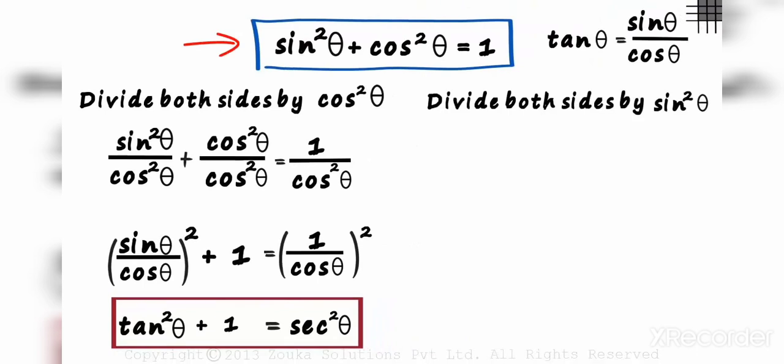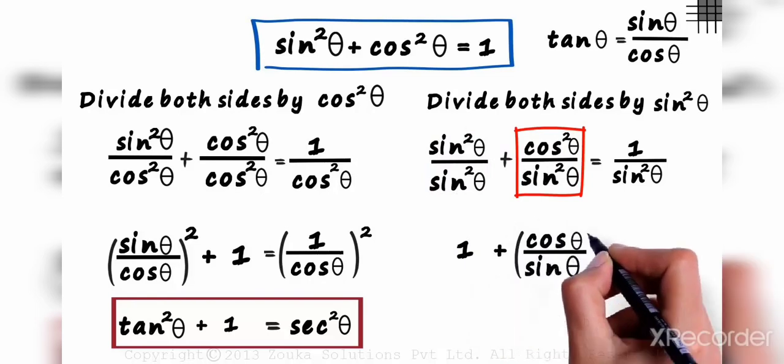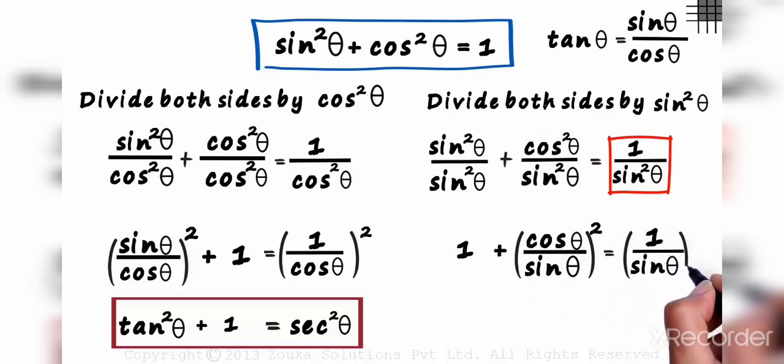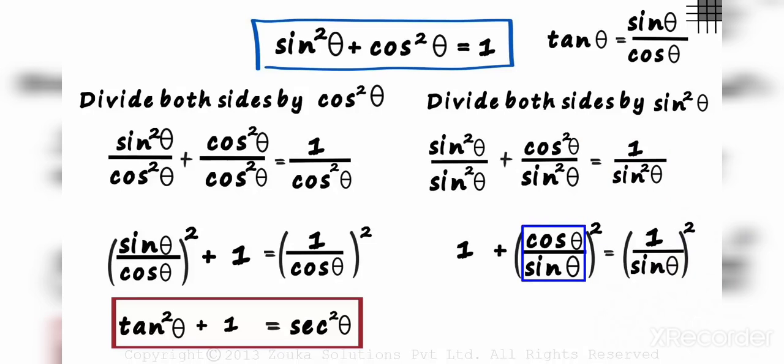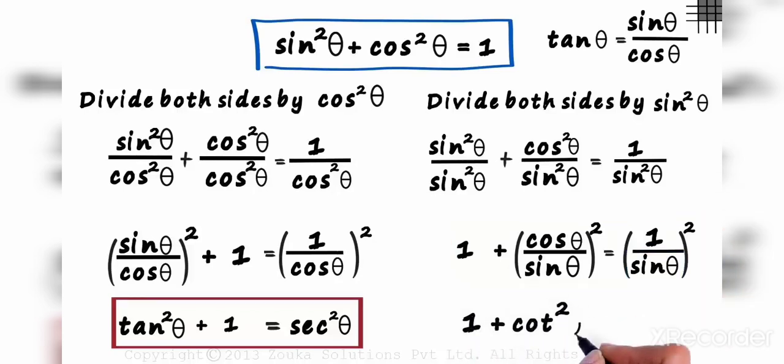Now let's divide both sides of the formula by sin squared theta. This is what we get. The first term equals 1. The second term can be written as cos theta by sin theta the whole squared. The term on the right hand side can be written as 1 by sin theta the whole squared. Cos theta by sin theta, as we know, is cot theta, and the reciprocal of sin theta is cosec theta. This gives us another identity saying 1 plus cot squared theta equals cosec squared theta.